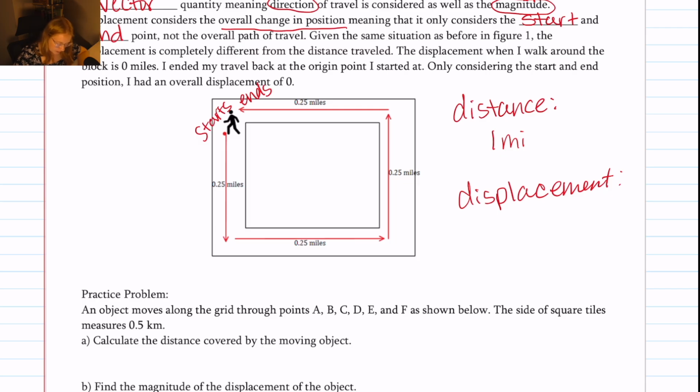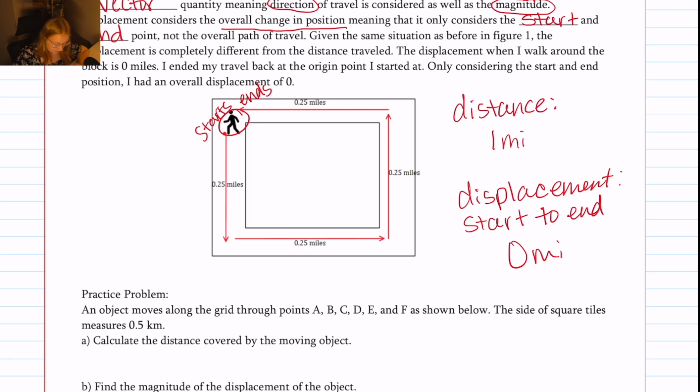But displacement, what it cares about is where did he start and where did he end. If we look at that, he starts in this corner, but he also ends in that corner. So his total position change, he actually changed position by 0 miles, which we don't even need to give a direction for because it's 0.